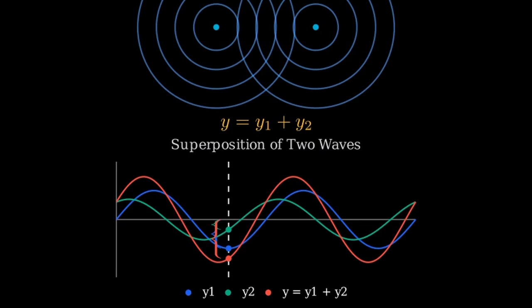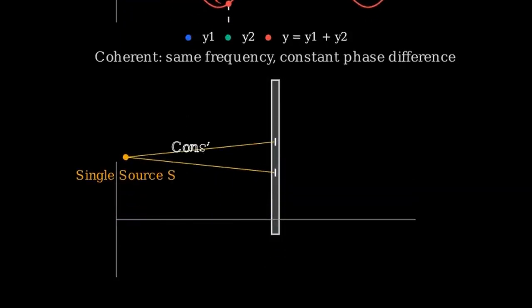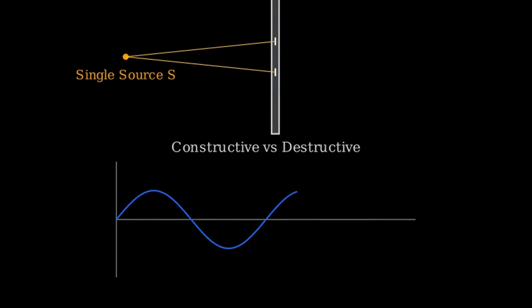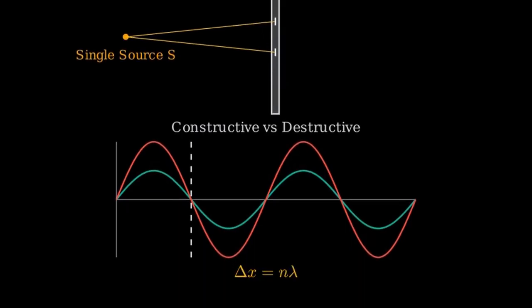Now, constructive interference means crest meets crest, or equivalently, the path difference equals an integer multiple of lambda. Delta x equals n lambda. Destructive interference means crest meets trough. The path difference equals an odd half multiple of lambda. Delta x equals (n plus 1/2) times lambda.